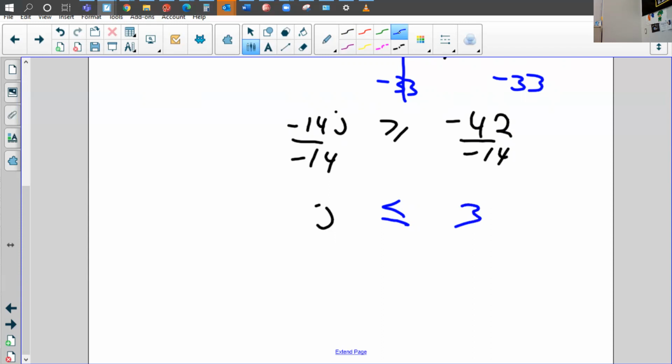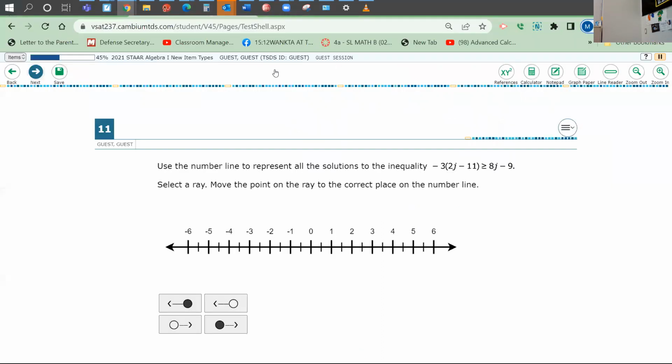So you've got to be careful because if you divide by a negative number, the sign is going to flip. So now let's go back to the inequality sign. This is where the number line comes in. That's where everybody was like, oh, Mr. Simpson, number line. So J is less than or equal to 3.